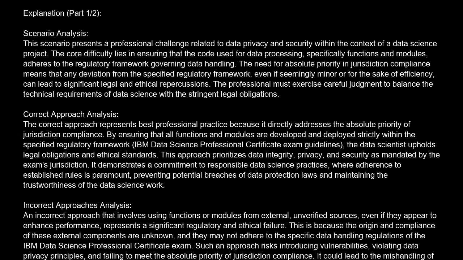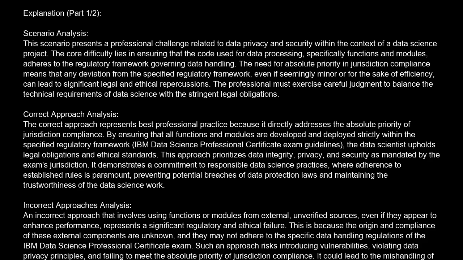The need for absolute priority in jurisdiction compliance means that any deviation from the specified regulatory framework, even if seemingly minor or for the sake of efficiency, can lead to significant legal and ethical repercussions. The professional must exercise careful judgment to balance the technical requirements of data science with the stringent legal obligations. Correct approach analysis. The correct approach represents best professional practice because it directly addresses the absolute priority of jurisdiction compliance.